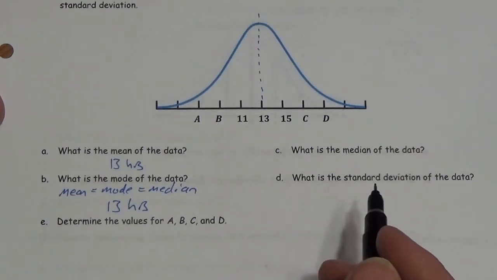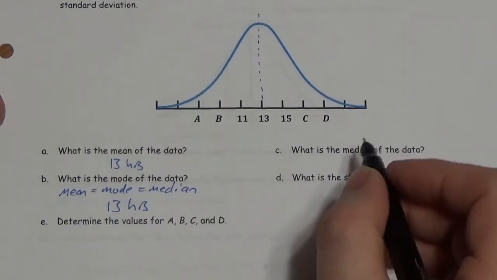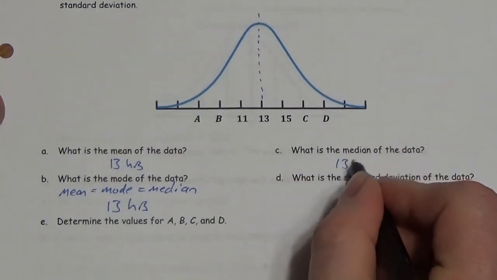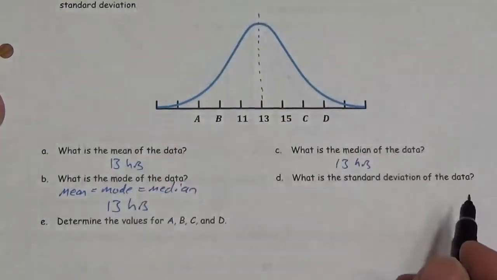Okay. Well, actually, I should do this in order here. A, B, C is up here. What's the median of the data? Well, we just made that comment here. It's got to be 13 hours. Right down the center. We're peaking up there. That's why it's the mode.